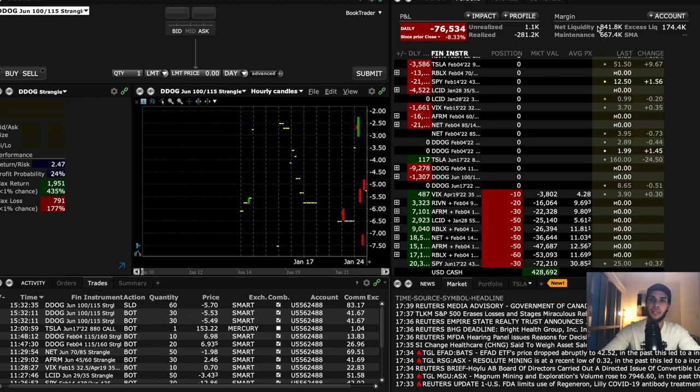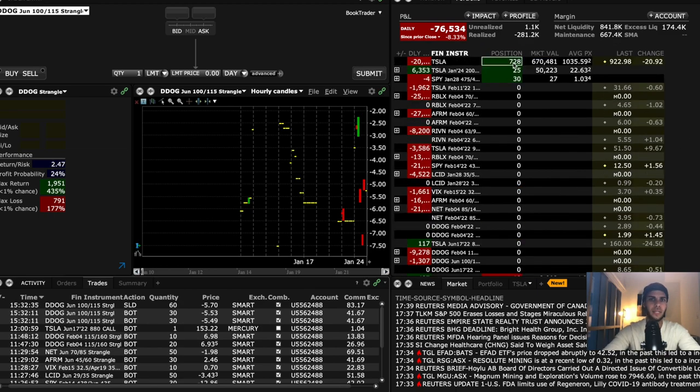Net liquidity dropped to maintenance, so I had to sell 100 shares of Tesla stock. So in this account, we had about 828 before, now we have 728.